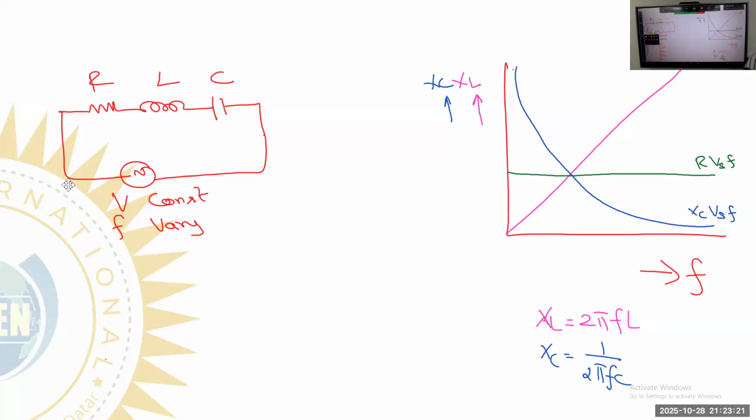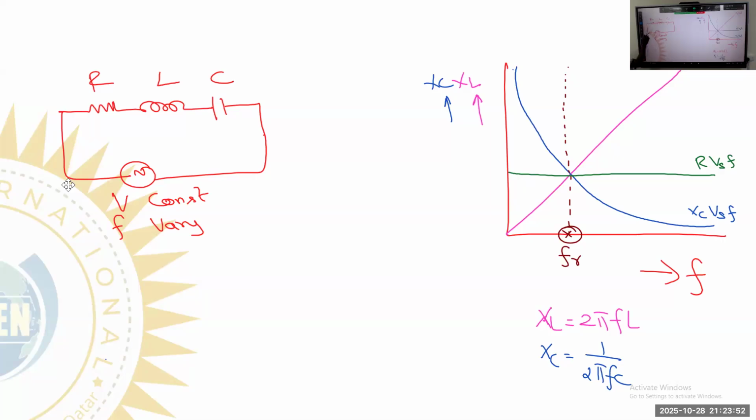By this way, as I increase the frequency, at one particular point, what will happen? One particular point means one particular frequency. So all the points meet. At this frequency, when I apply this frequency, R, XL, XC, all are the same. Okay?